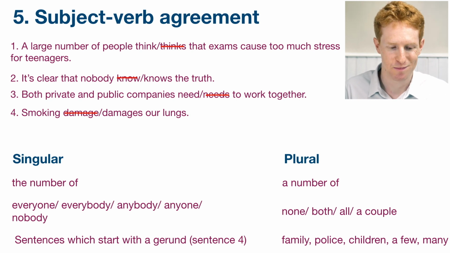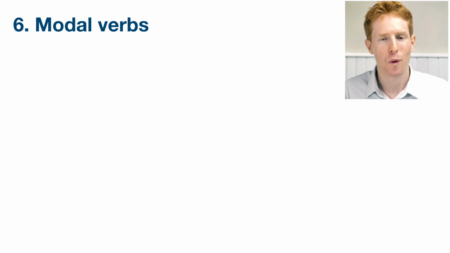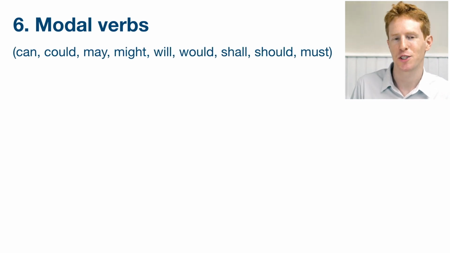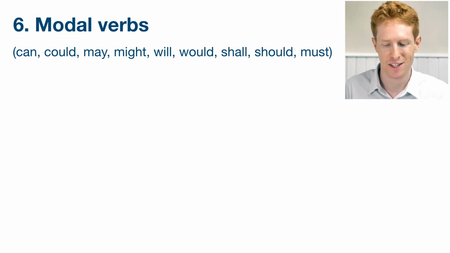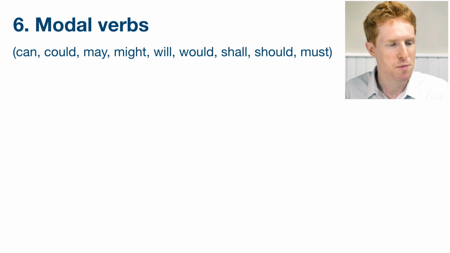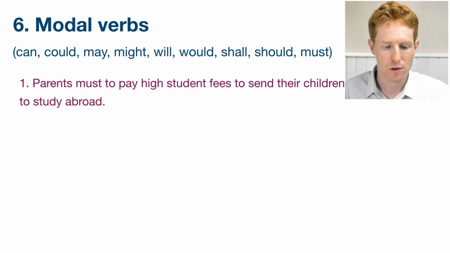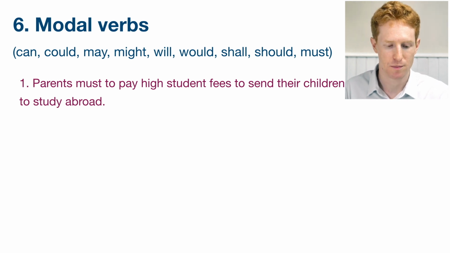Also plural. Right, number 6, the final grammar that we're going to be looking at is modal verbs. So modal verbs are words like can, could, may, might, will, would, shall, should, and must. These are called the pure modal verbs in English. Now there's 2 mistakes that I see quite regularly, and this is the first. Parents must pay high student fees to send their children to study abroad.